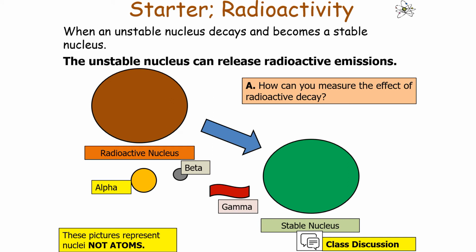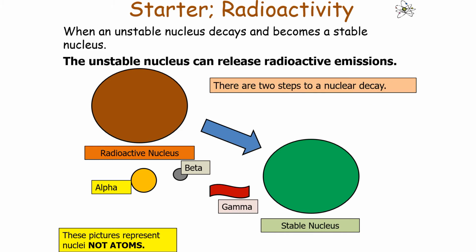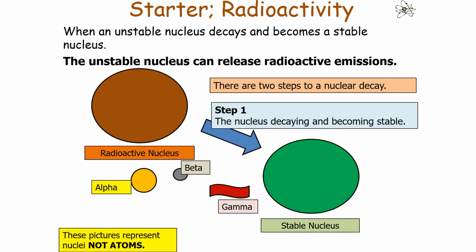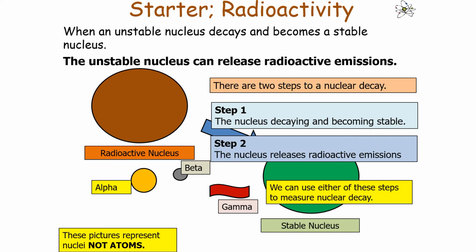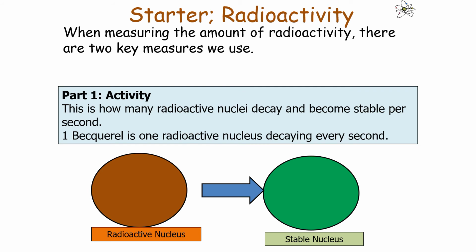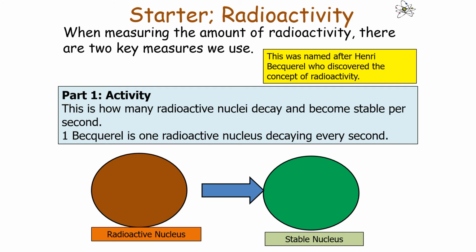When an unstable nucleus decays and becomes stable, the unstable nucleus can release radioactive emissions. So there are two steps to this nuclear decay: the nucleus decays and becomes stable, but it also releases radioactive emissions. Now we can use either of these steps to measure nuclear decay. The first way you can measure decay is via activity, which is how many radioactive nuclei decay and become stable every second. We measure this in becquerels, where 1 becquerel is 1 radioactive nucleus decaying every second, named after the scientist who discovered radioactivity.